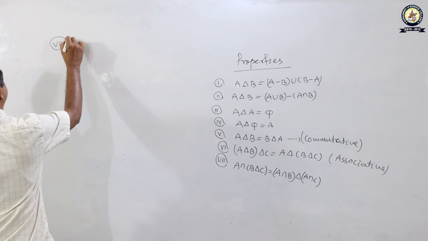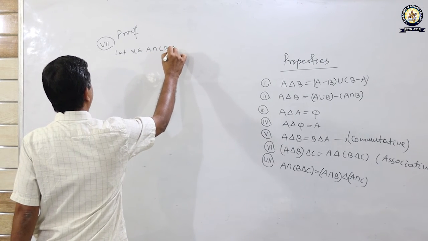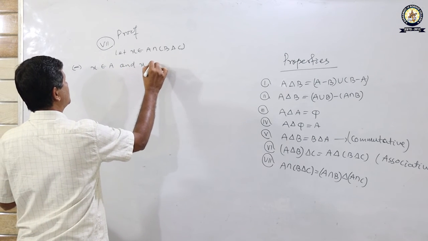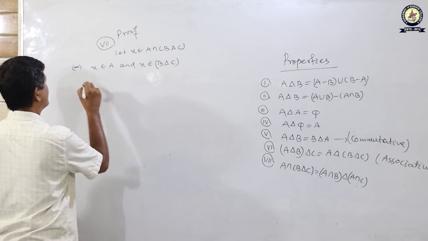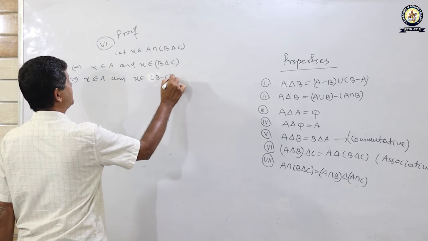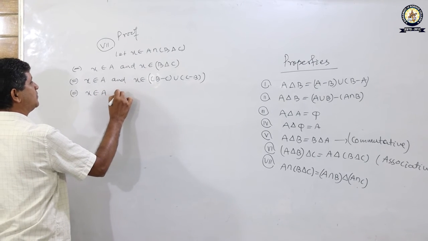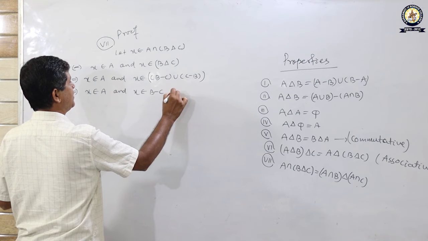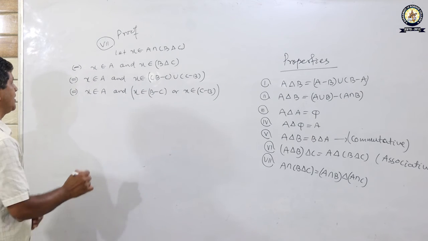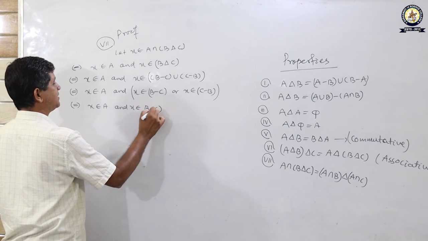Come to the last bit proof. Let X belongs to A intersection B del C. Implies and implied by X belongs to A and X belongs to B del C. Implies and implied by X belongs to A and X belongs to B difference C union C difference B. Implies and implied by X belongs to A and X belongs to B difference C or X belongs to C difference B.